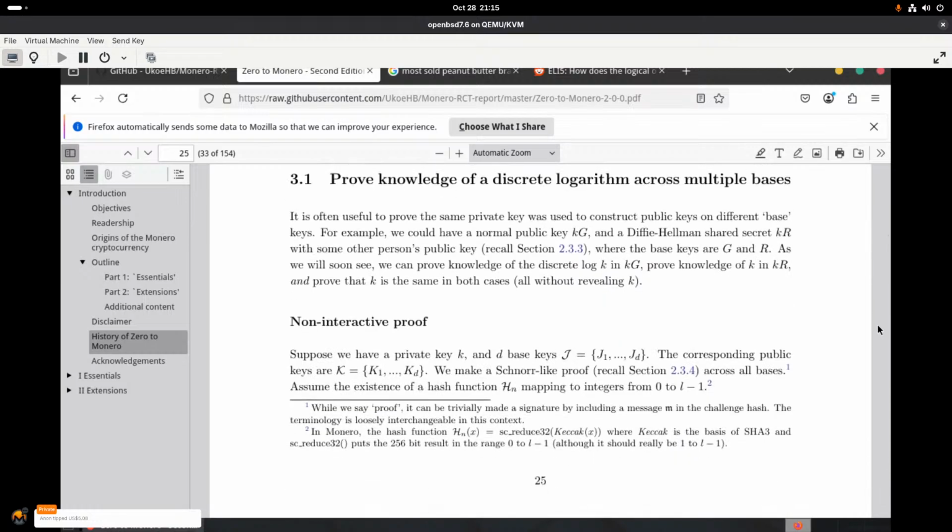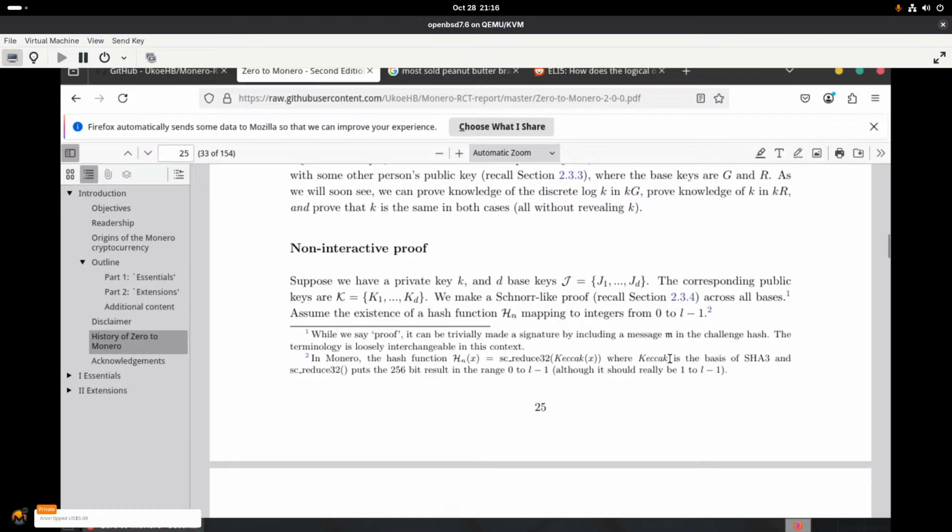Prove knowledge of a discrete logarithm across multiple bases. Now, the non-interactive proof. Suppose we have a private key k and D base keys J equals J1 through JD. The corresponding public keys are K, K1, through KD. We make a Schnorr-like proof across all bases and assume the existence of a hash function Hn mapping to the integers 0 to l minus 1.